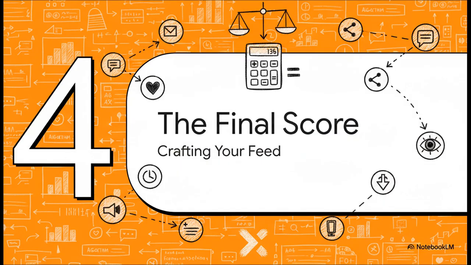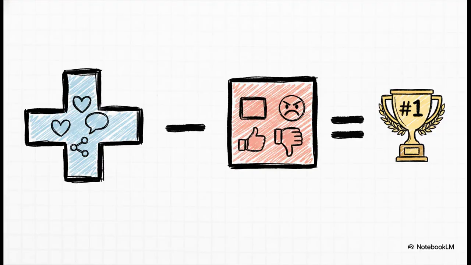Okay, so you've got predictions for 18 different actions for every single post. How in the world does the system make a final decision? Well, it all comes down to one simple final score. And it's actually pretty straightforward. Each post gets a final score that's basically the sum of all the positive action scores minus the sum of all the negative action scores. So if the AI thinks you're going to love a post, it gets a high score. If it thinks you're going to hate it, it gets pushed way down the list. Your feed is just a ranked list of these scores, from highest to lowest. It's all designed with one goal: find the stuff that will keep you engaged and scrolling.